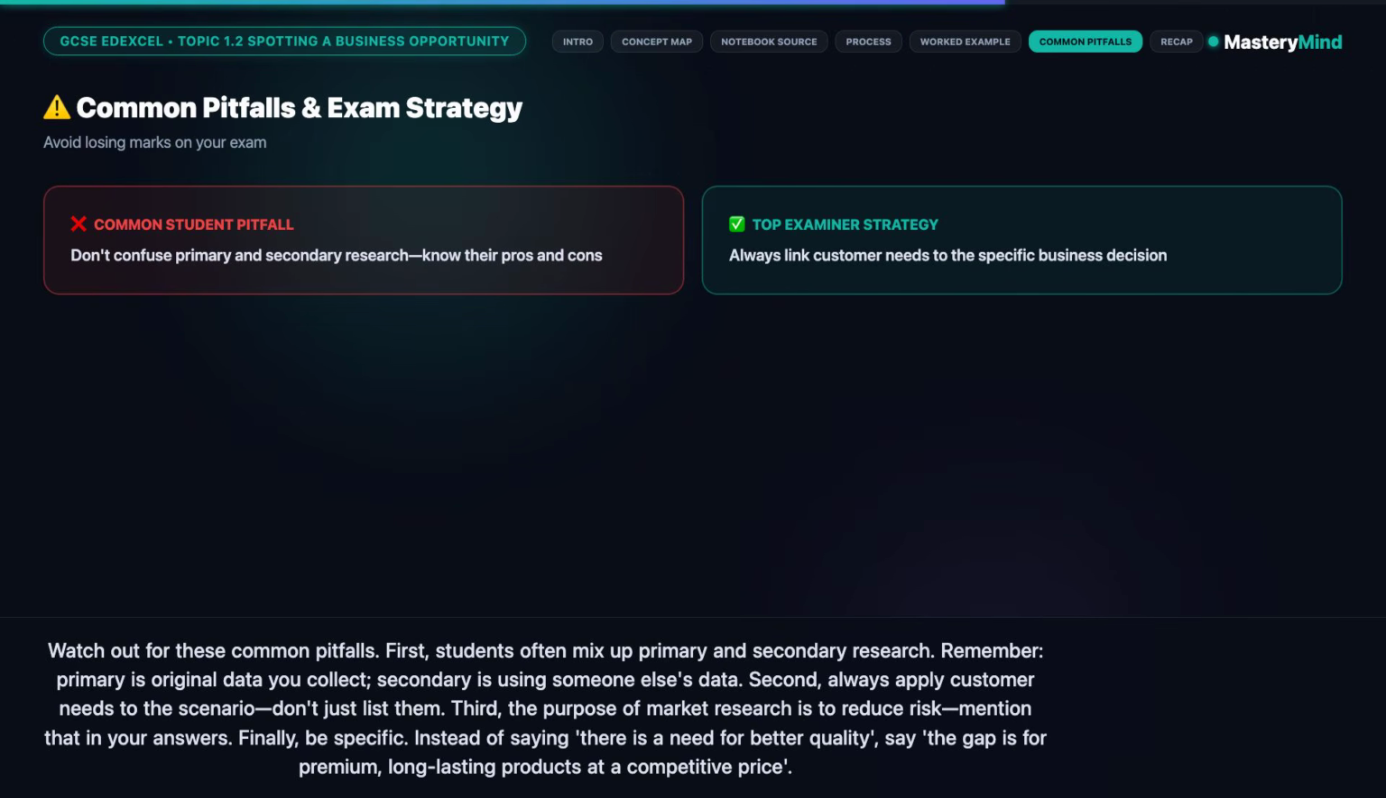Watch out for these common pitfalls. First, students often mix up primary and secondary research. Remember, primary is original data you collect, secondary is using someone else's data. Second, always apply customer needs to the scenario, don't just list them. Third, the purpose of market research is to reduce risk, mention that in your answers. Finally, be specific. Instead of saying there is a need for better quality, say the gap is for premium, long-lasting products at a competitive price.